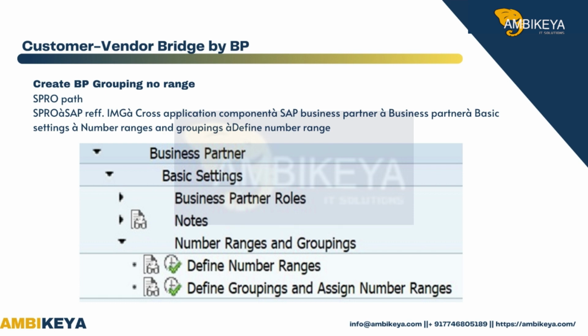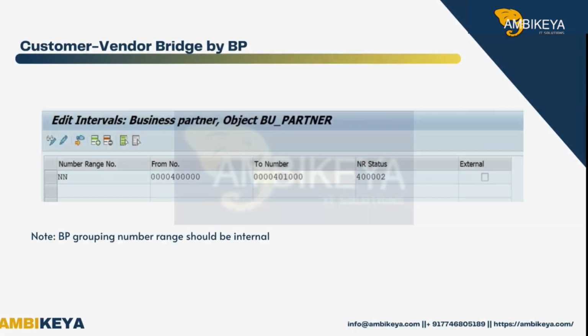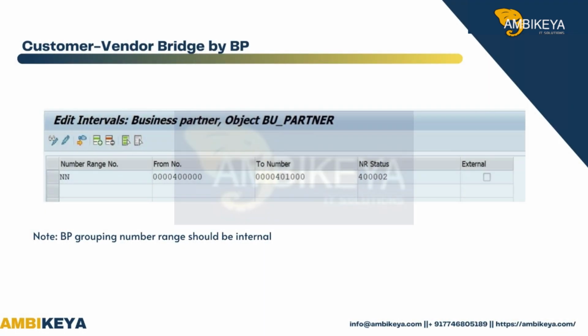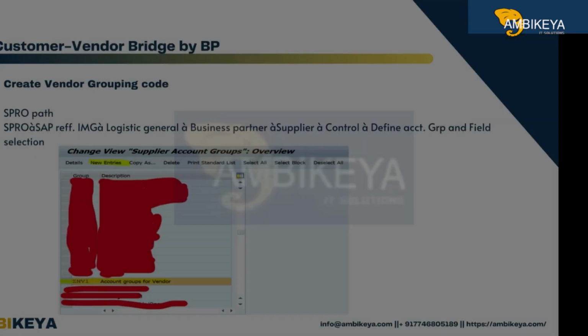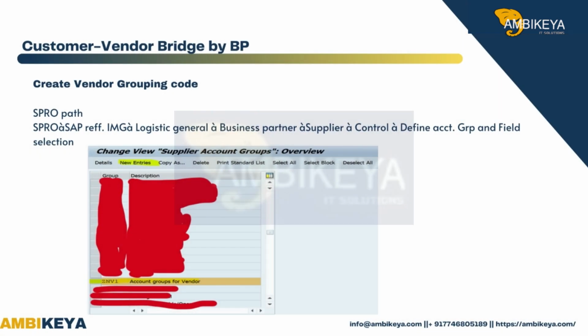SPRO path: SPRO, SAP reference IMG, cross-application component, SAP Business Partner or Business Partner, Basic Settings, Number Ranges and Groupings. Define number range. Note, BP grouping number range should be internal. Create vendor grouping code. SPRO path: SPRO, SAP reference IMG, Logistics General, Business Partner, Supplier, Control, Define Account Group and Field Selection.